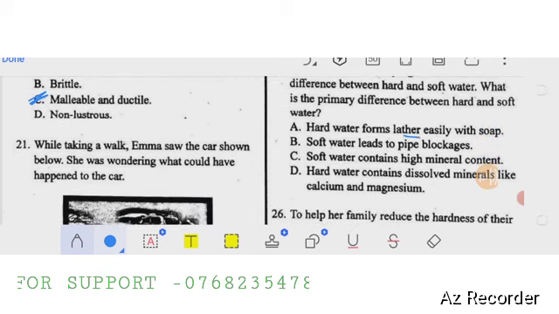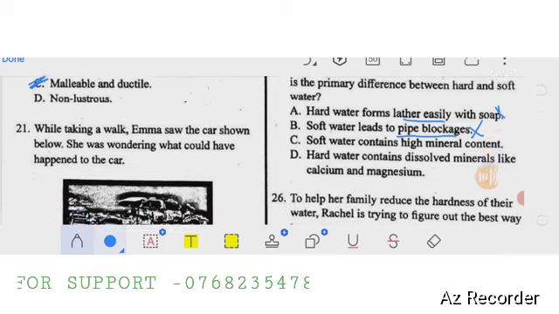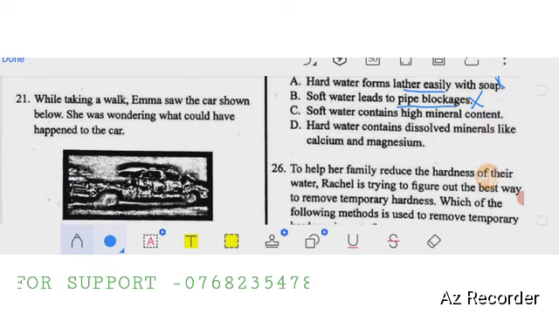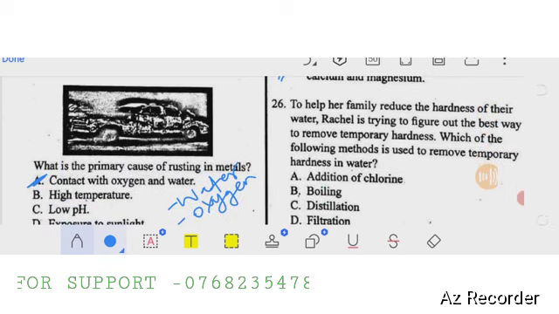No, that's a property of soft water. Soft water leads to blockage of pipes? No, this is a property of hard water. Soft water contains high minerals? No, this is a property of hard water. So eventually D becomes the answer even without reading. And what does it say? Hard water contains solvents like magnesium and calcium, which is 100% true.